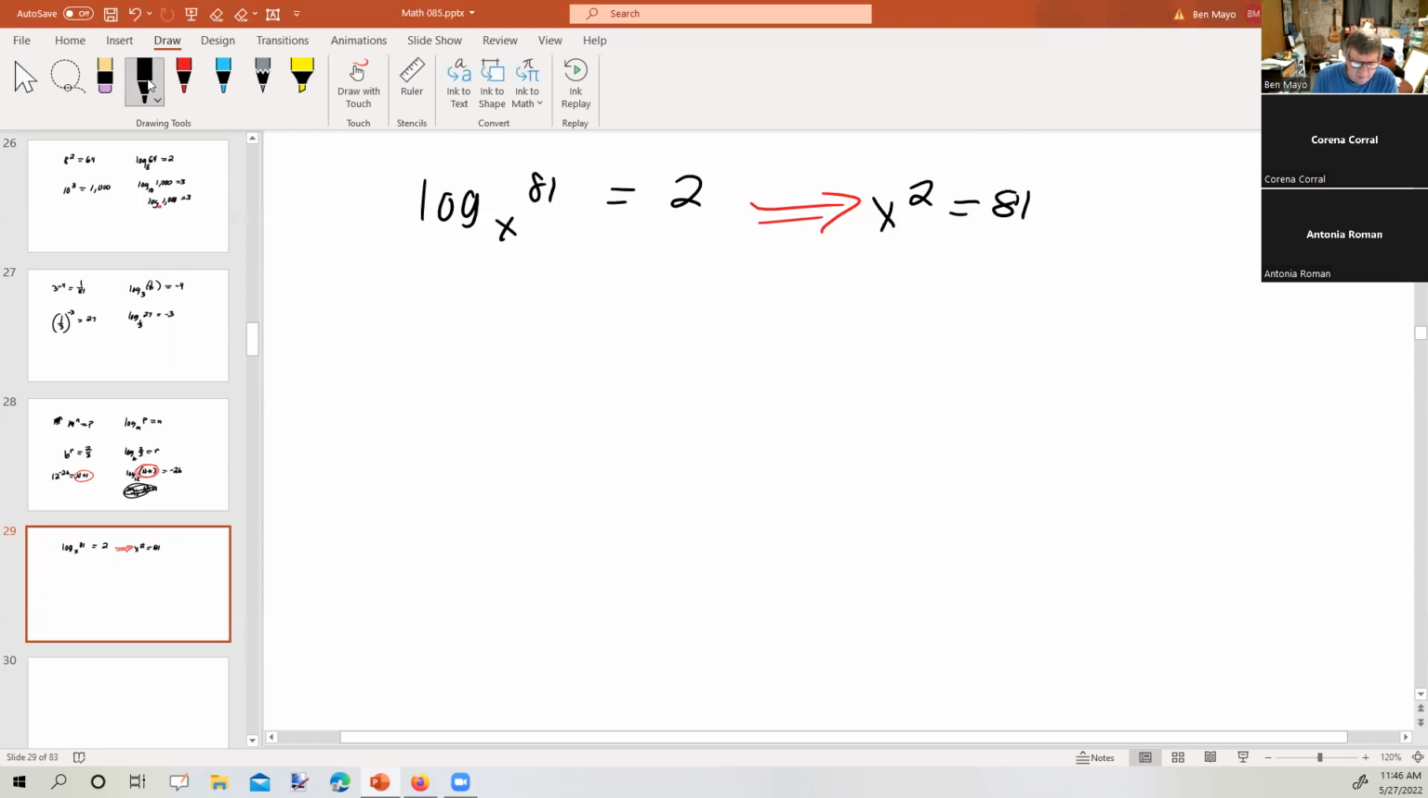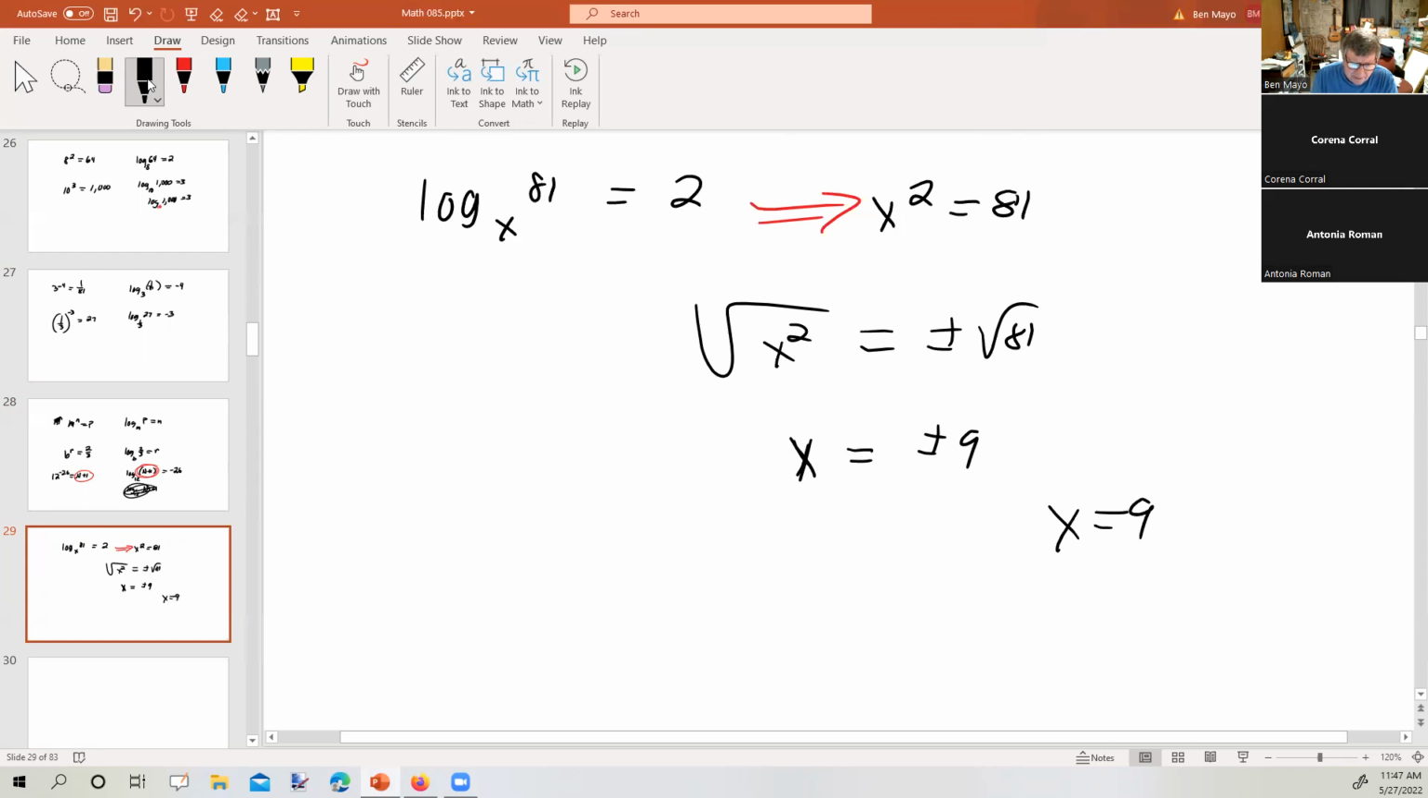Now, let's solve this. Well, this is set up perfectly for the square root property. So let's take the square root of both sides. So we come up with x equals plus or minus 9, right? Yes. However, there's a problem. The correct answer is just x equals 9. It can't be negative 9. Well, how do we know that?